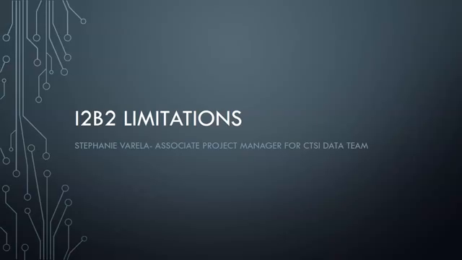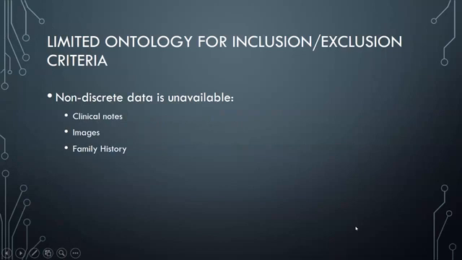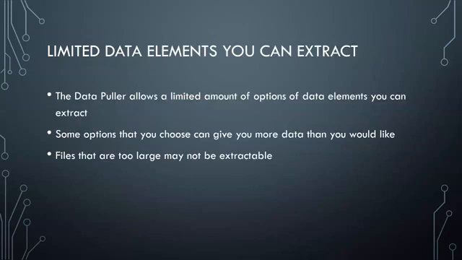Although i2b2 is a very useful tool, there are certain limitations within it. First, there's a limited ontology for inclusion-exclusion criteria. So, for example, non-discrete data is unavailable, such as clinical notes, images, and family history. The data puller allows a limited amount of options of data elements you can extract. Some options that you can choose can give you more data than you would like.